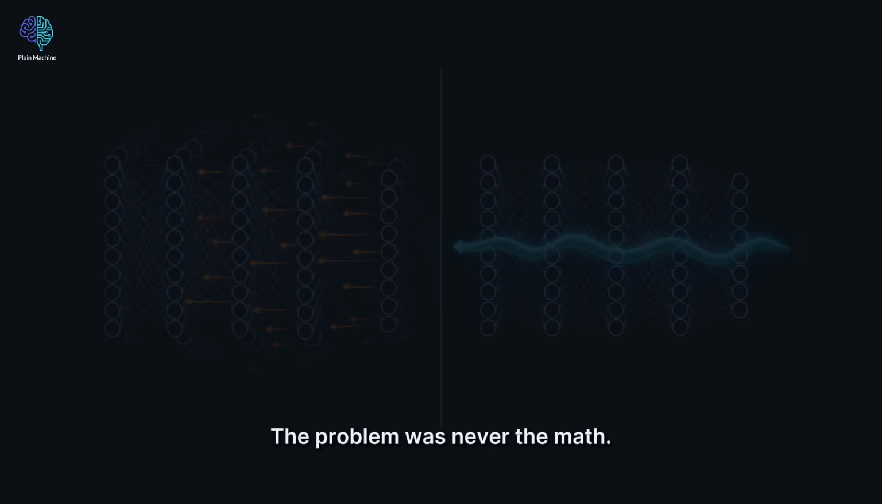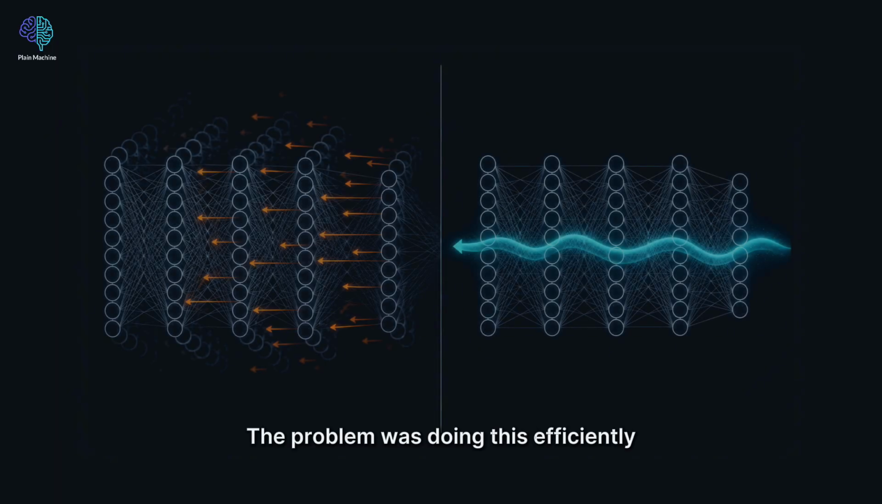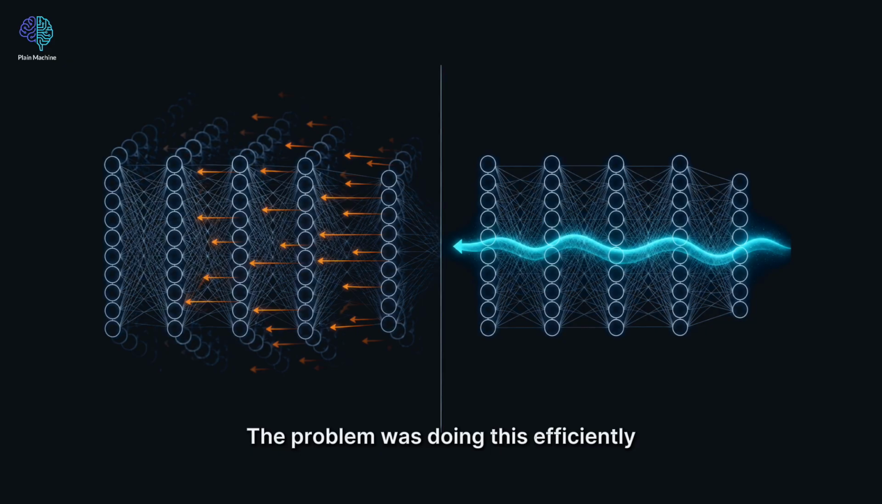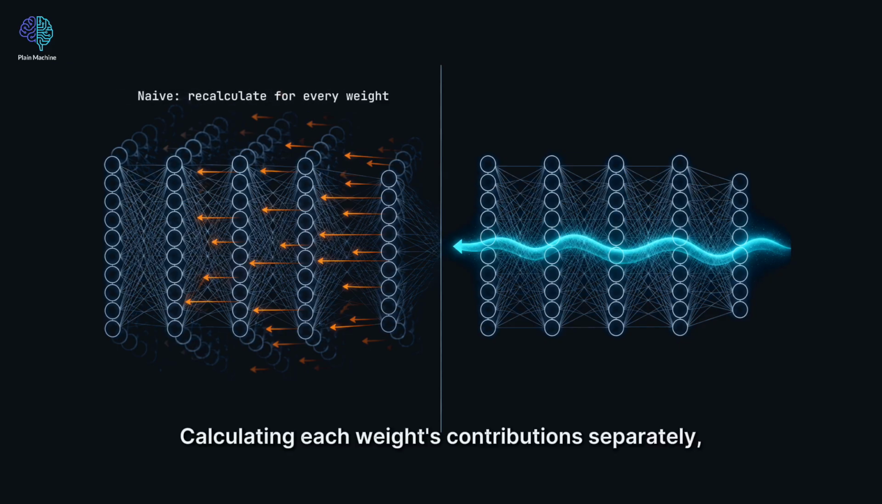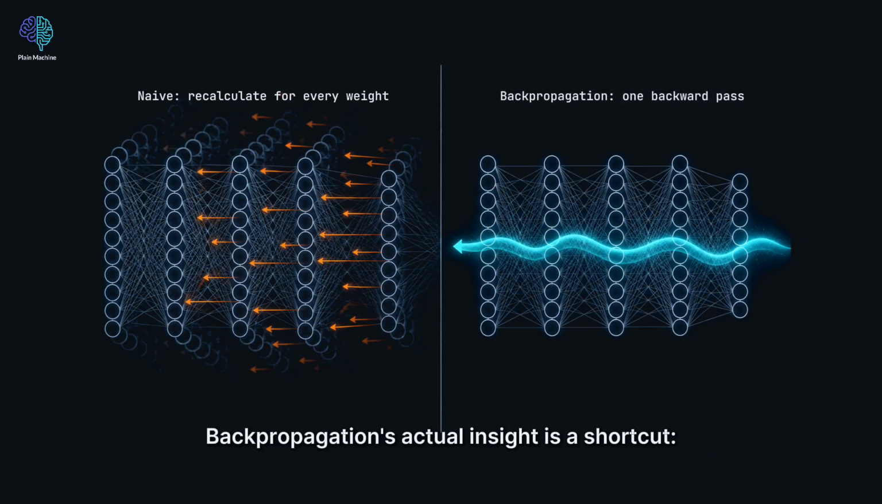The problem was never the math. The problem was doing this efficiently for a real network, which might have thousands or millions of weights. Calculating each weight's contribution separately, from scratch, would take far too long to be practical. Backpropagation's actual insight is a shortcut.